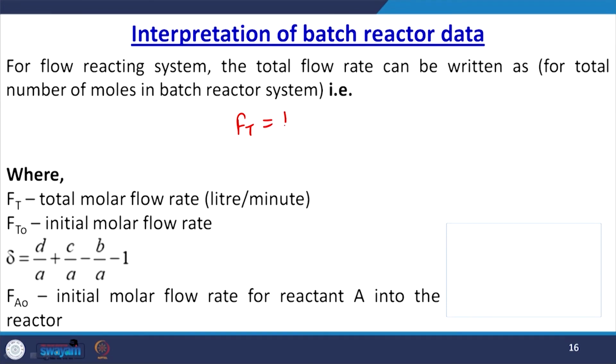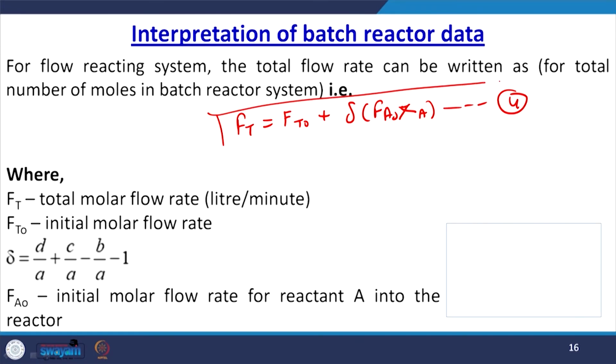So if we talk about the flow reacting system, sometimes we may require the total flow rate, and this can be written as Ft is equal to Ft naught plus Xc. This is equation number 4. Now here Ft is the total molar flow rate, that is represented in liter per minute. Then Ft naught is the initial molar flow rate, because we are changing this flow rate, or varying flow rate, that we are considering in question.